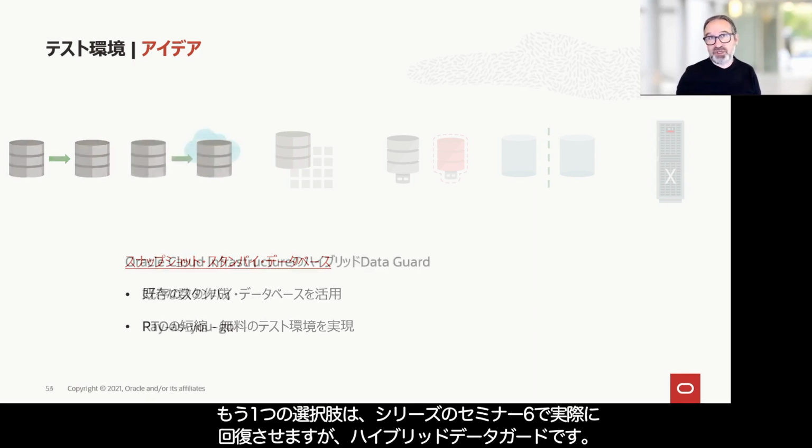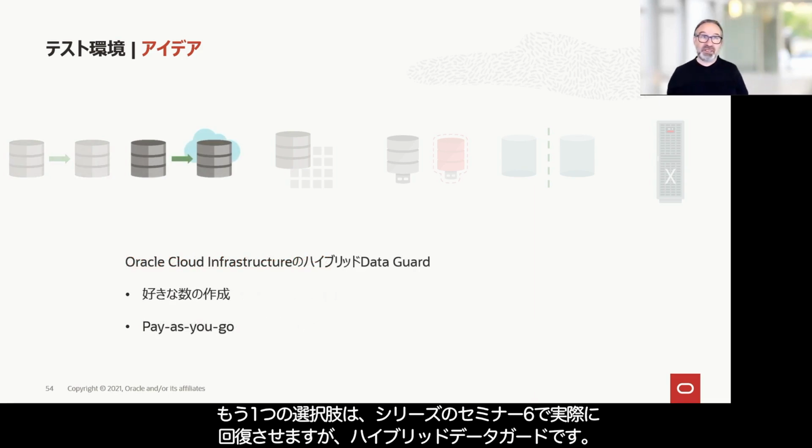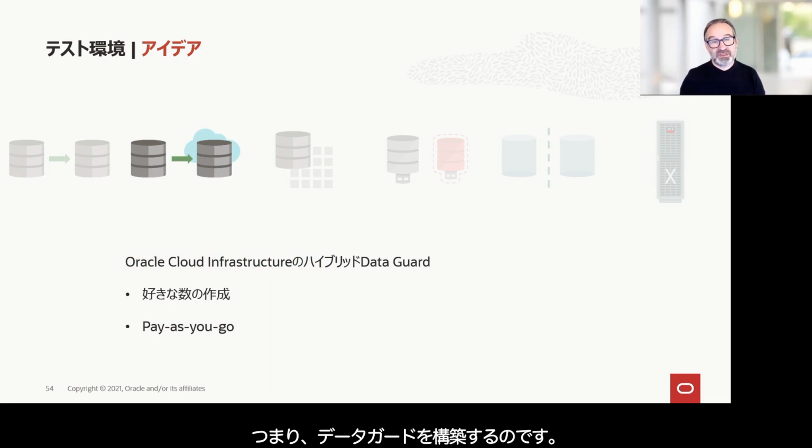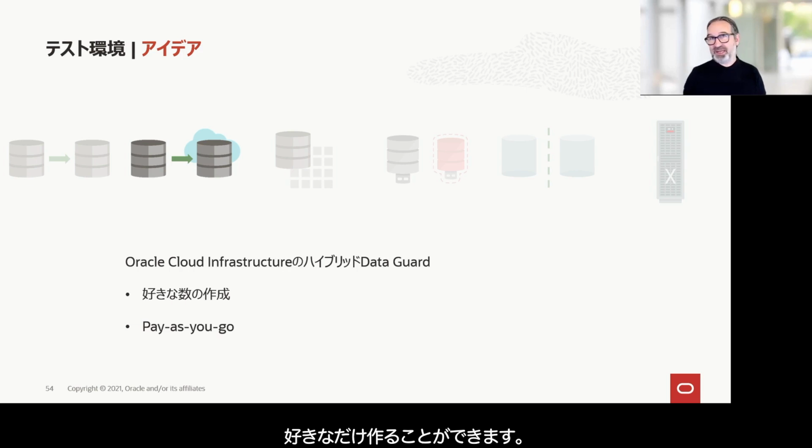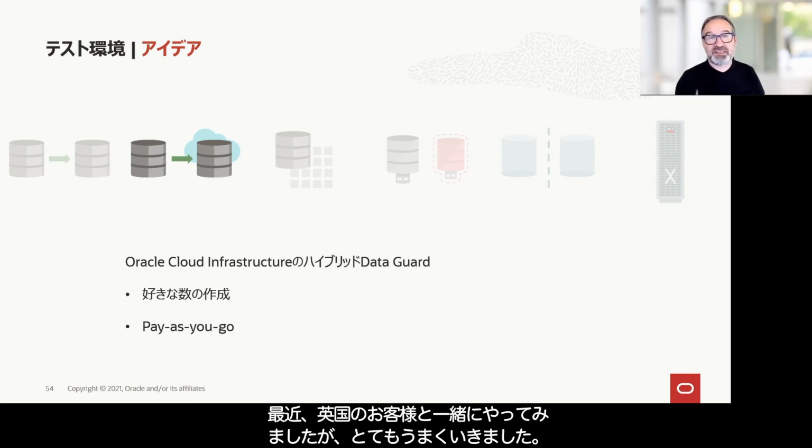Another option, which we actually cover in seminar 6 of this series, is hybrid Data Guard. So you build up your Data Guard, for instance, with ZDM, Zero Downtime Migration, and you build it out in OCI, the cloud infrastructure. You can even create as many as you like. You can have several test incarnations. And we did this recently with a customer in the UK, and it works really so well. Pay as you go.